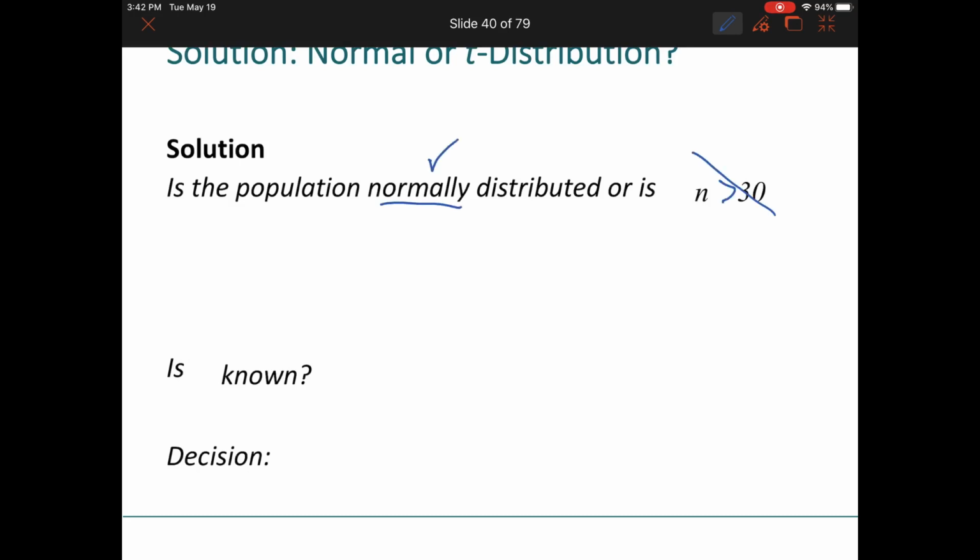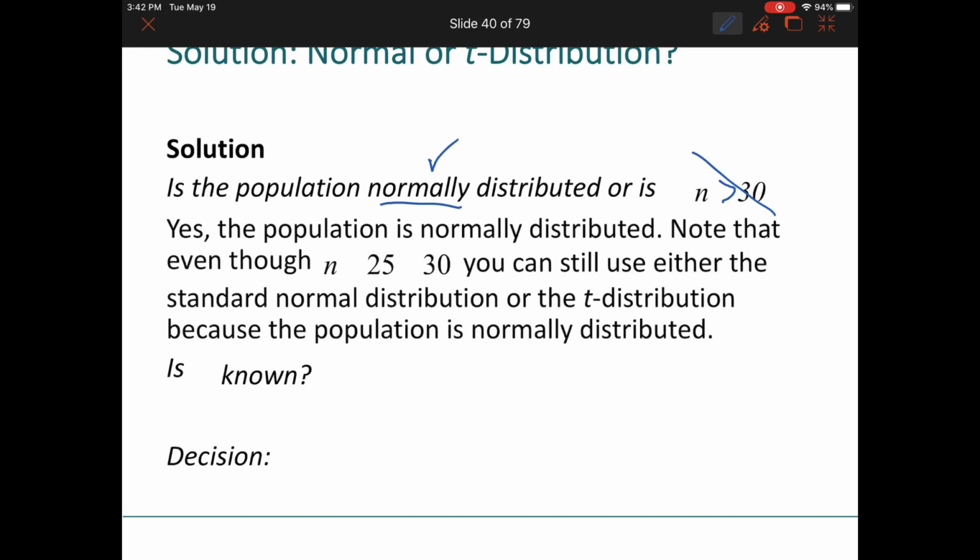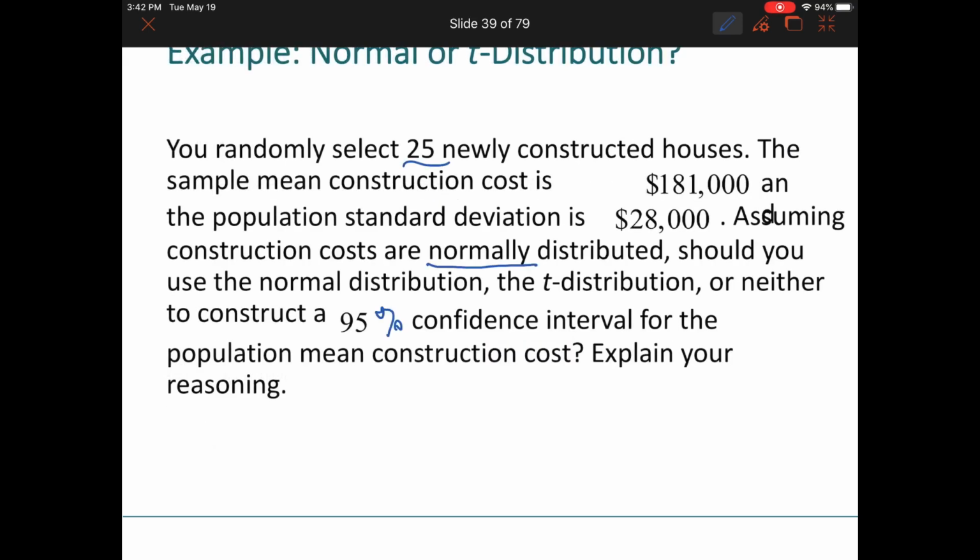That's good to know. So that might mean that, is it normal or greater than 30? Well, no, not that one, but yes, that one. And so, yes, of course the answer is yes, the population is normally distributed. So even though n equaled 25, which is less than 30, we could still use whichever distribution because we have normality. So we're in the game, we just don't know what game we're playing. Of course, then the next question is, is sigma known? So we read the question very carefully, and yes, it is.